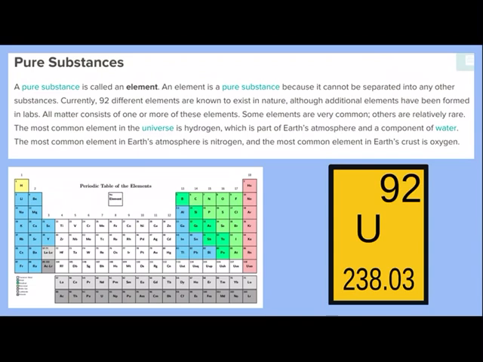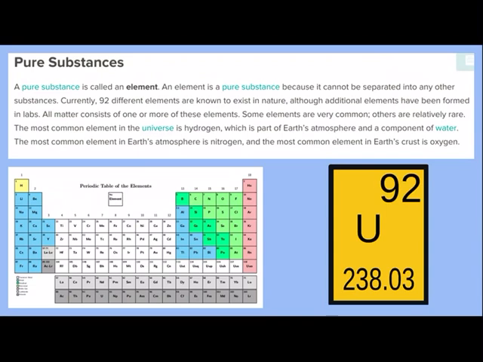So a pure substance, because this is the next section on your CK12 unit, is called an element. And this will be important as we move forward with our class to understand an element, because we are going to get into chemistry pretty quick here. An element is a pure substance because it cannot be separated into any other substances. So if I had a brick of gold, no matter how many times I broke that down, every atom of gold, which is an element, will have the same chemical properties. Some elements are very common, others are very rare. The most common element in the universe is hydrogen, which is true.